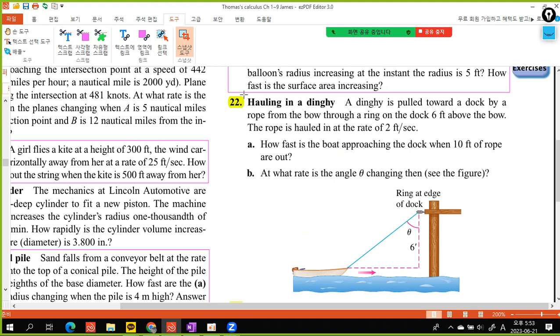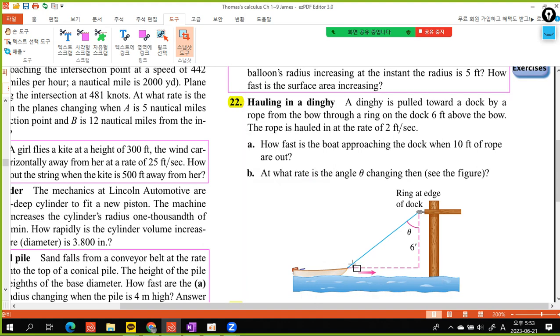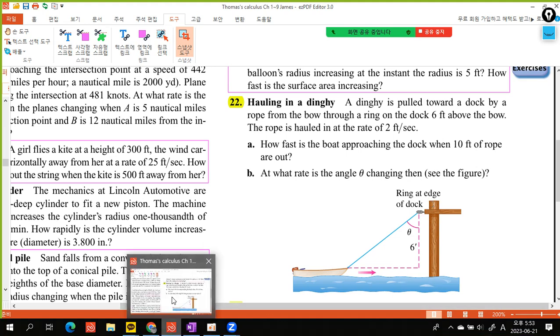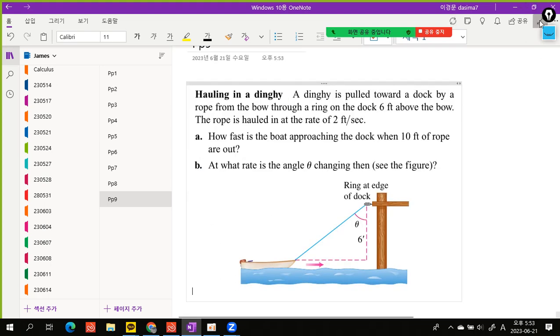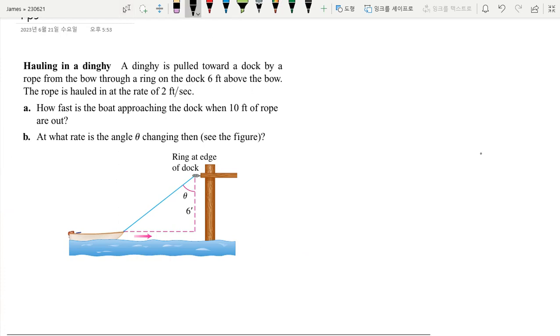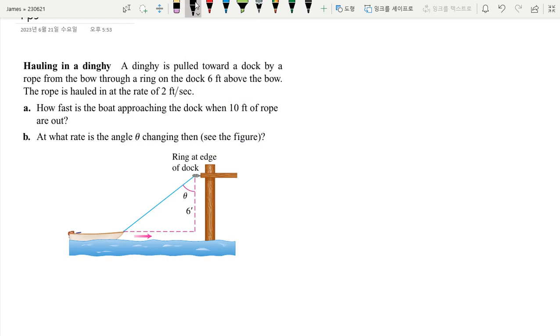And in number 22, when the rope draws a boat to the post, the height of the post is 6 feet, constant, and the hauling means the length of the rope is decreasing.